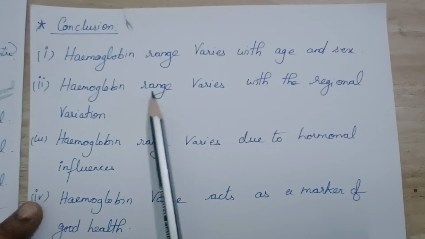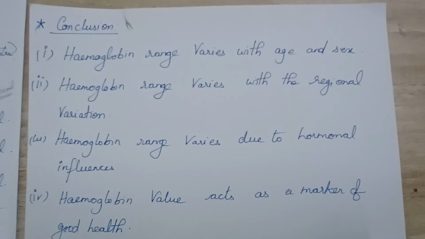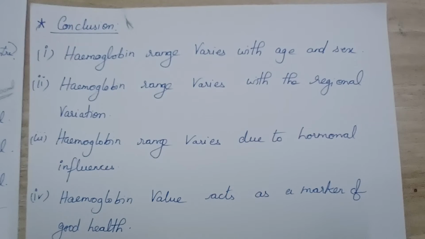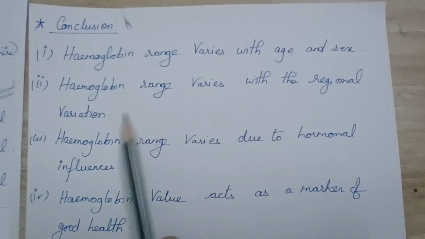Next, hemoglobin range varies with regional variation also. This we learn from those centers, because if you go higher and higher, the oxygen concentration will be very low. If it is very low in the air, then you need more hemoglobin to absorb all the oxygen. So when you go up and up, the concentration of oxygen is very less, so you need more hemoglobin.